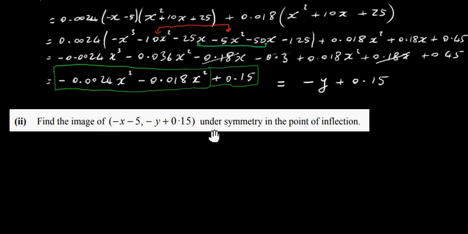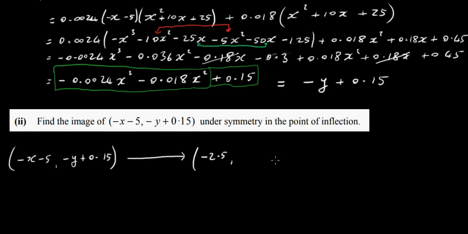Find the image of this point here under symmetry in the point of inflection. So we have a point here, and the point is minus x minus 5, and then we have minus y plus 0.15. This is the point. We want to reflect that in the point of inflection, and our point of inflection was minus 2.5, 0.075.